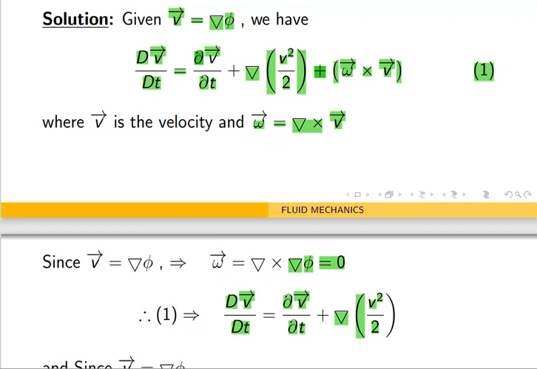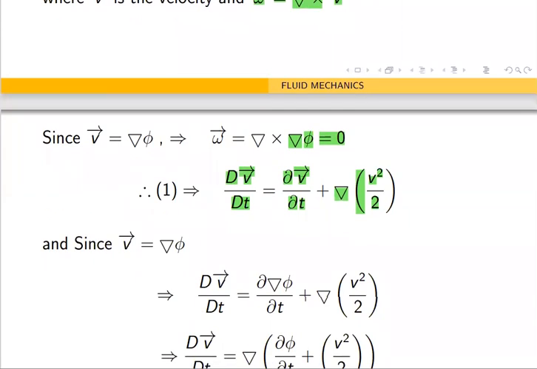Also v is gradient of phi. So again we'll put gradient phi in the place of v in this equation. In the place of the vector v, we are putting gradient of phi, and everything else is the same. For v square, we are not putting anything, because v square is a scalar.